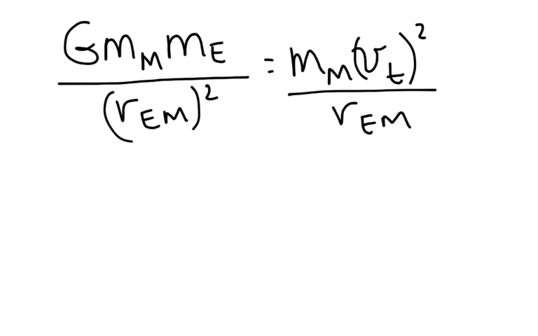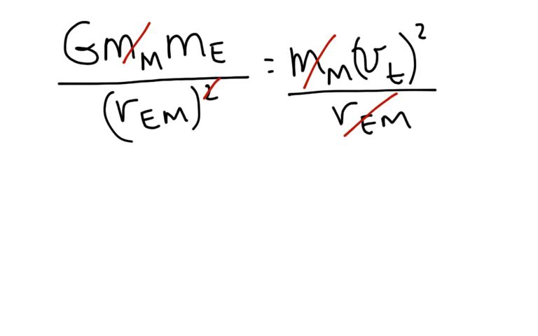Rewriting this on the next page, we have this expression. You see here that the mass of the moon will cancel, and something else cancels, and that is the radius of the Earth-Moon distance. So this 2 goes away, and that goes away. So I'm left with the tangential velocity of the moon squared is equal to the universal gravitational constant multiplied by the mass of the Earth divided by the radius of the Earth-Moon distance.